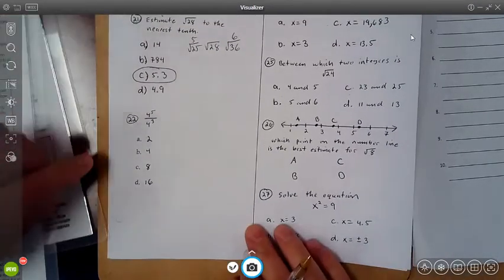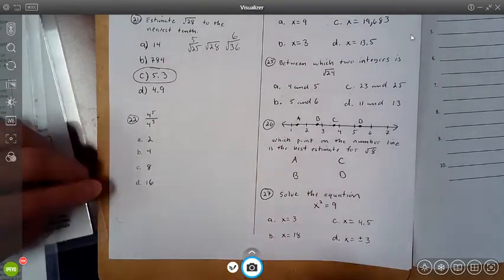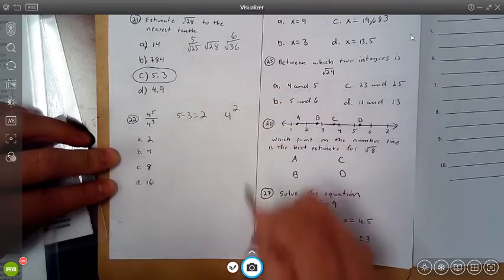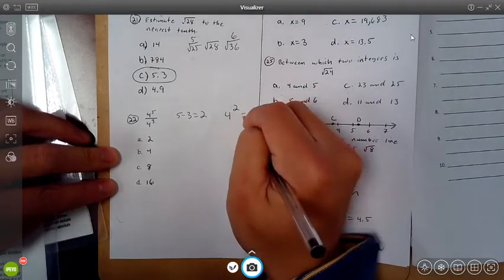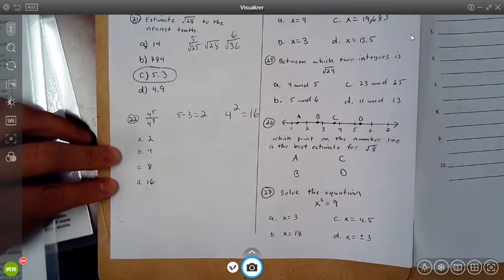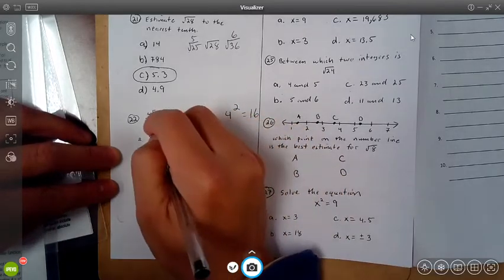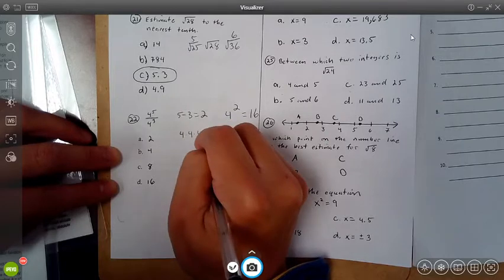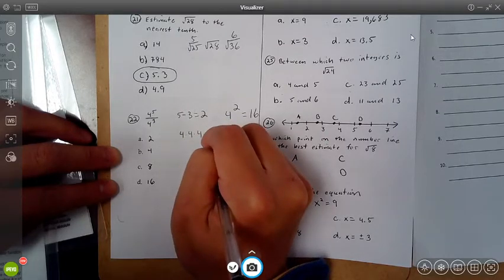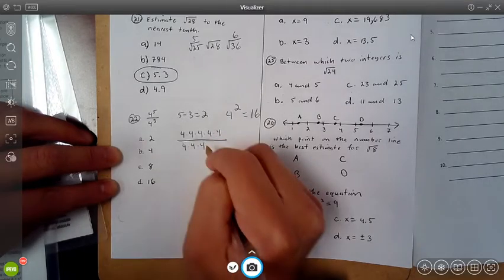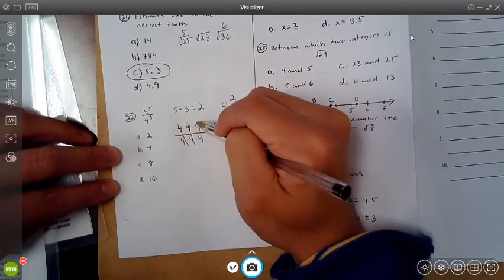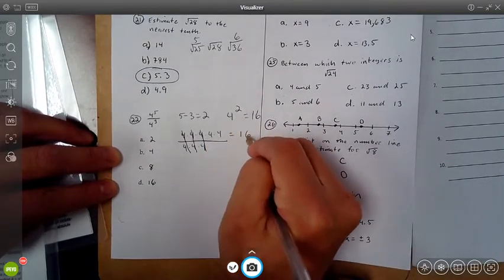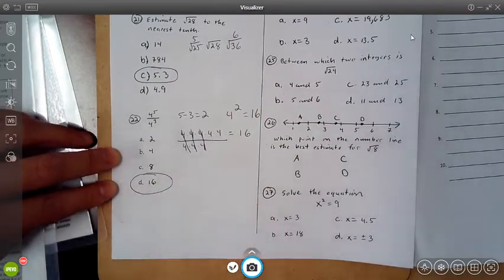Number 22, the bases are the same, it's division. Okay, so 5 minus 3 is 2. So this is 4 squared. Okay, 4 squared equals 16. 4 times 4. The other way to look at it is, this is 4 to the 5th. That's 4 times 4 times 4 times 4 times 4. It's being divided by 4 to the 3rd, 4 times 4 times 4. If you cross out each of these, 4 divided by 4 gives you 1. Look what you have. 4 times 4 left. 4 times 4 is 16. Either way you look at it, you're going to end up with 16.